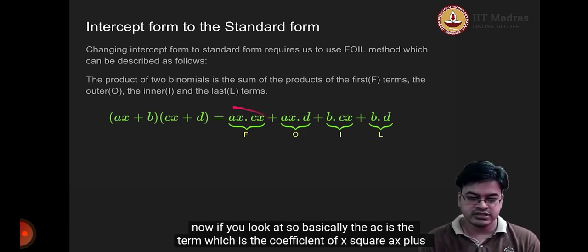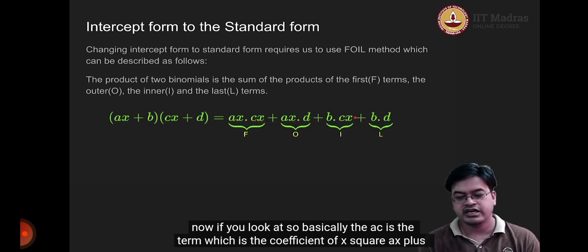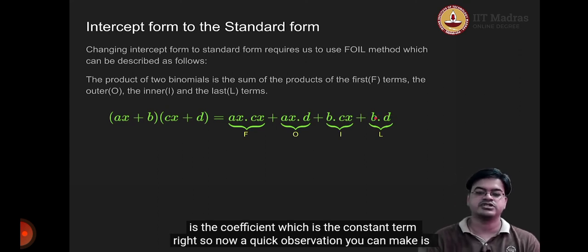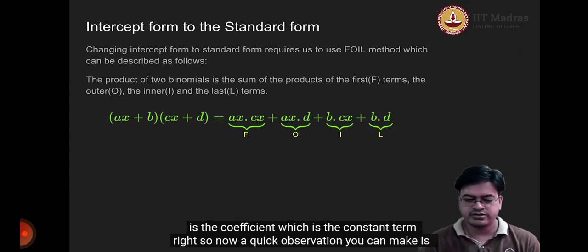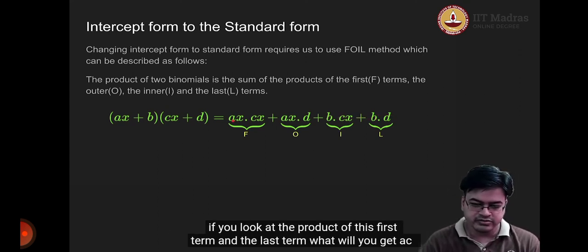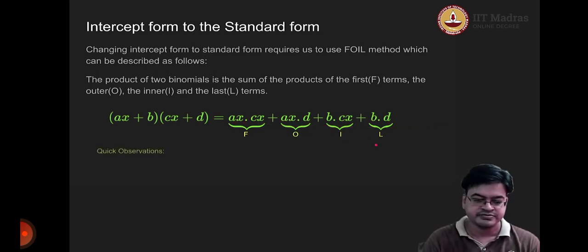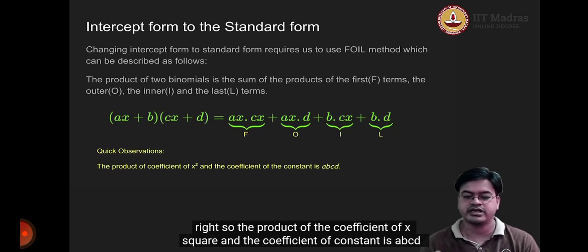Basically ac is the coefficient of x square, ad plus bc is the coefficient of x, and bd is the constant term. Right? So now a quick observation you can make is, if you look at the product of the first term and the last term, what will you get? ac into bd, so it is abcd. So the product of the coefficient of x square and the constant is abcd.